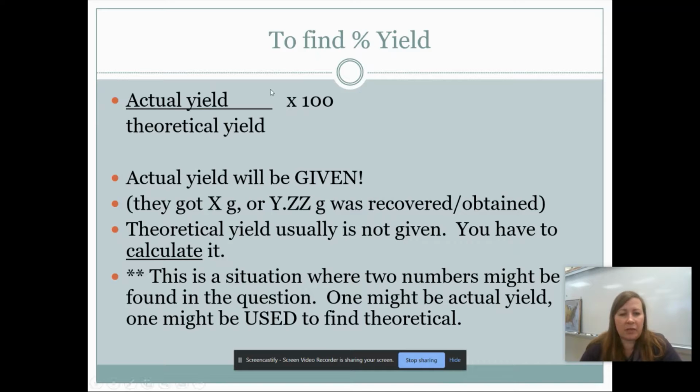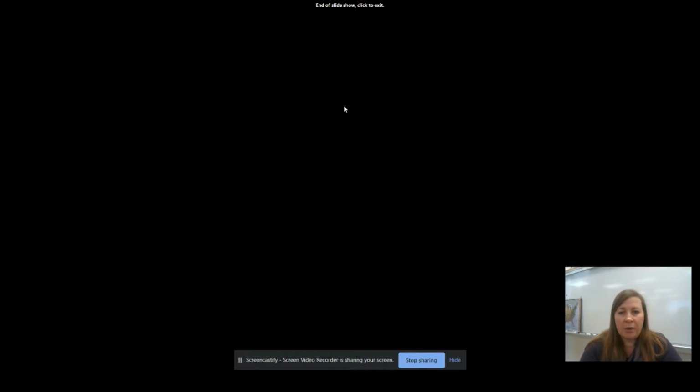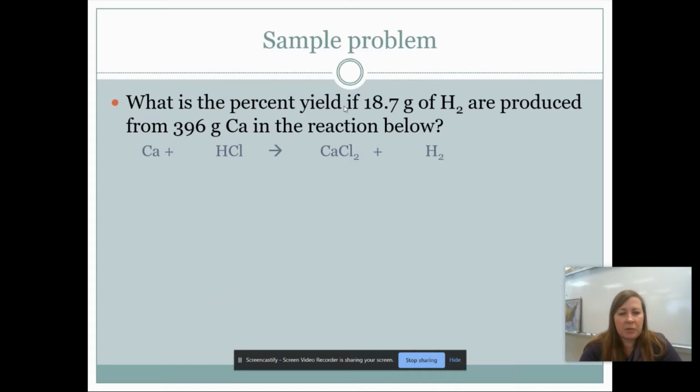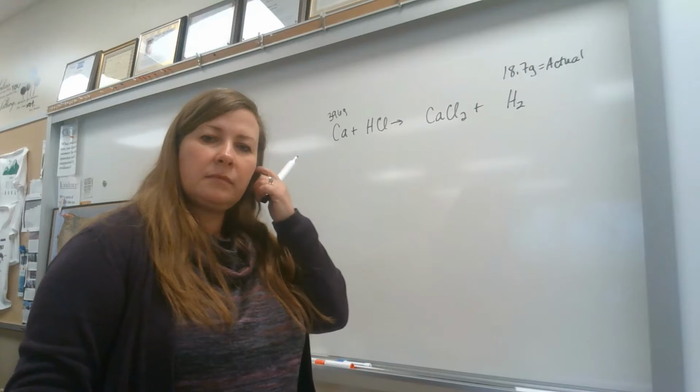This is the formula that you need to write down. Maybe memorize: actual yield over theoretical yield times 100 is percent yield. I'm going to work this problem out on the board. Let's pull it back up here, and we'll do that in just a second.